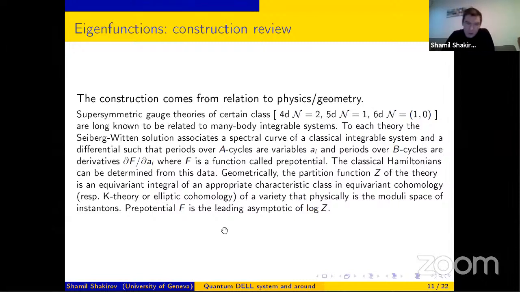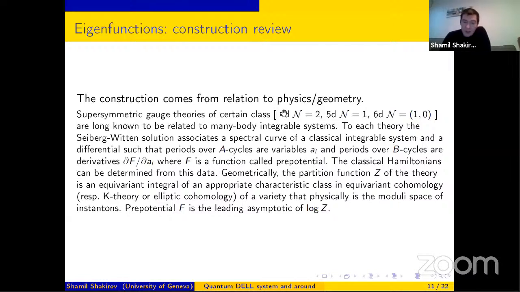but I will guide you to the right formula in the literature. This is just a review. But it's interesting because it shows how modern physics and geometry give tools to study old problems. So in this case, they give tools to study many-body quantum integrable systems. So to start the review, it has been long known that supersymmetric gauge theories of a certain class, by which I mean a certain number of supersymmetry generators, in this case 8, can be related to many-body integrable systems.